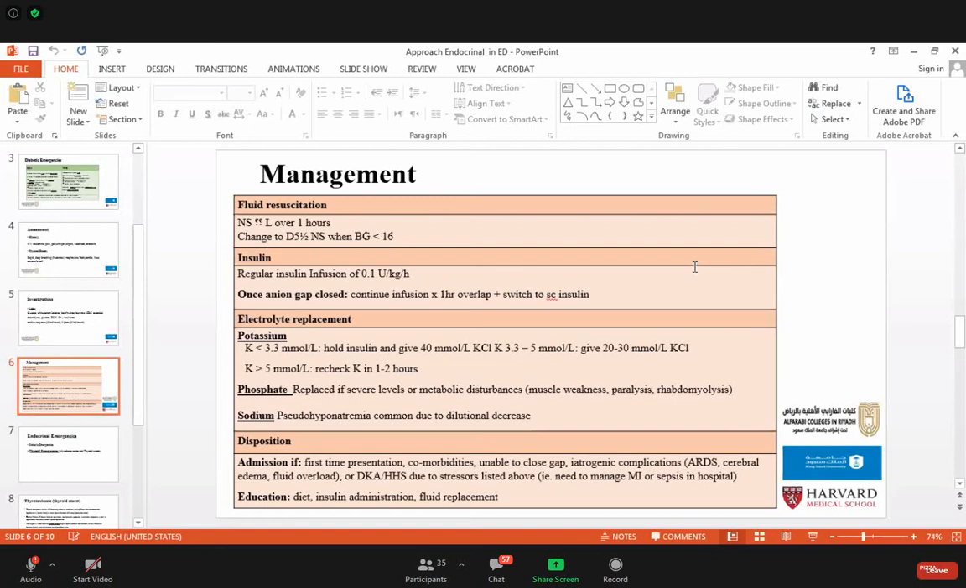And then after you close the anion gap, as you guys know, the anion gap will be high because DKA is one of the causes of anion gap metabolic acidosis.